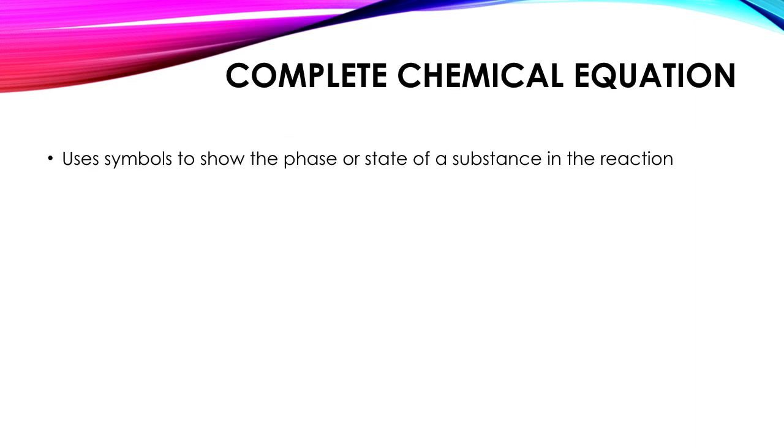The last way that we're going to talk about is a complete chemical equation. This one, I'm going to gloss over a little bit, but later in this unit we will spend more time learning when to use these symbols, and we'll get lots of practice writing complete chemical equations too. So this is just a really quick overview. A complete chemical equation uses symbols to show what phase or state of matter a particular substance is in a chemical reaction.